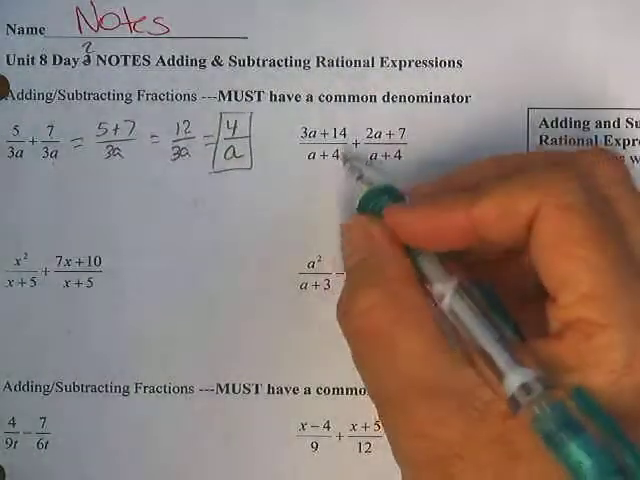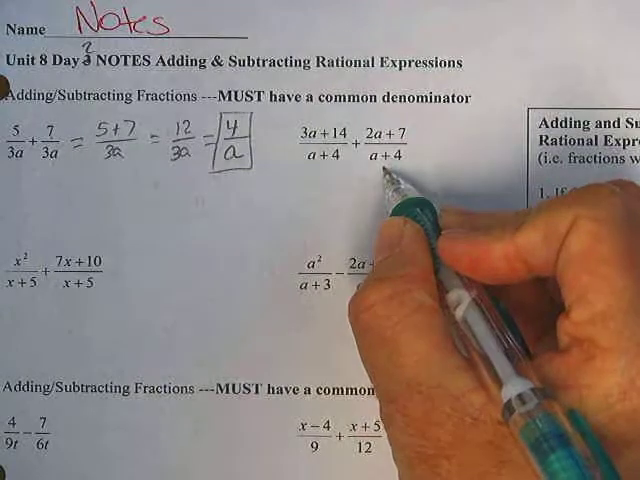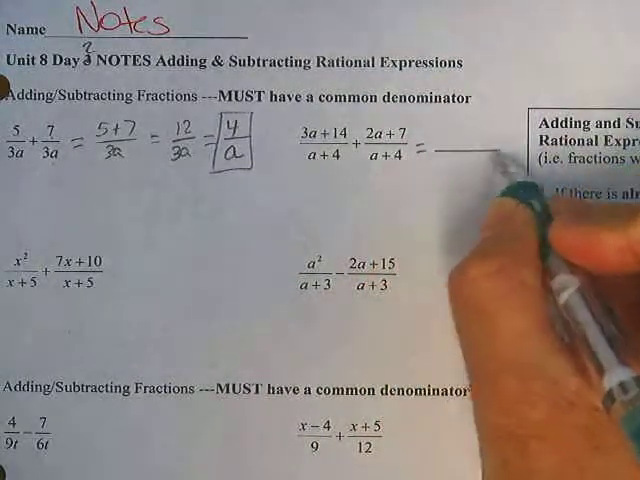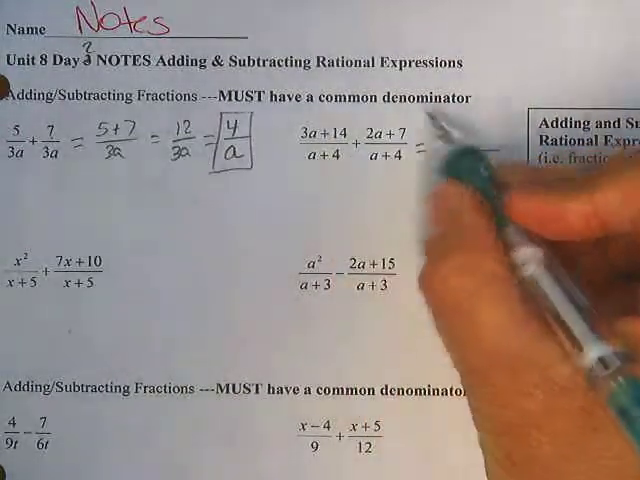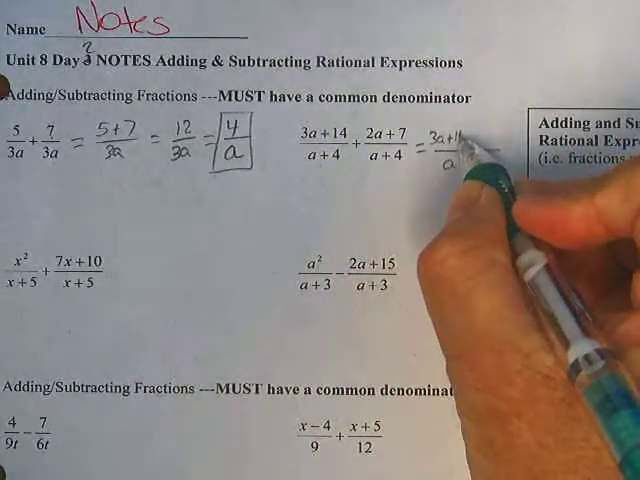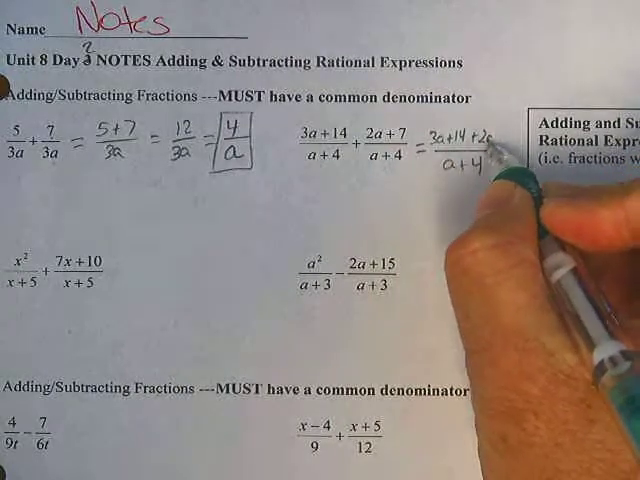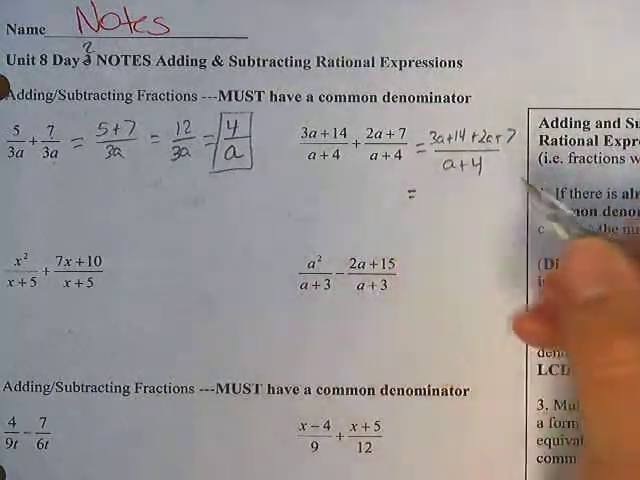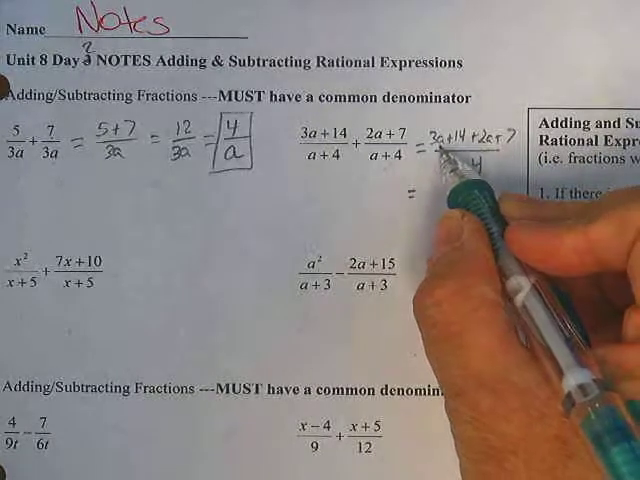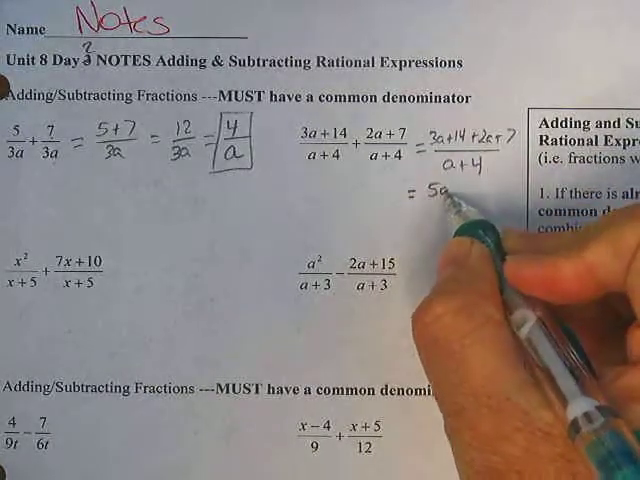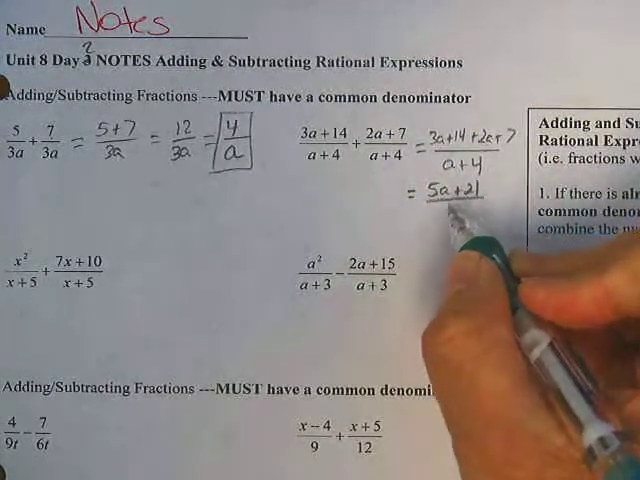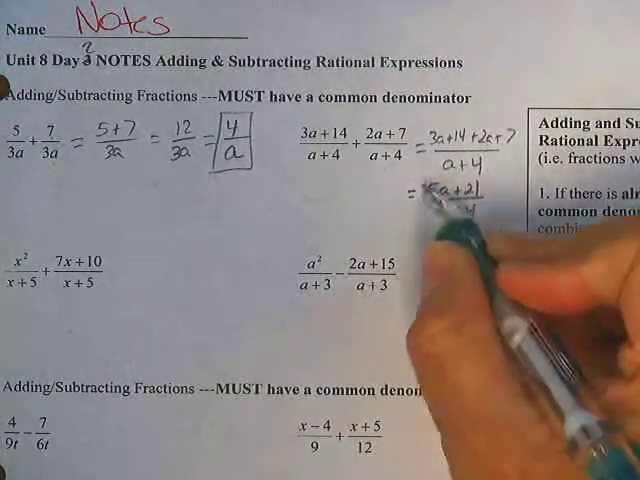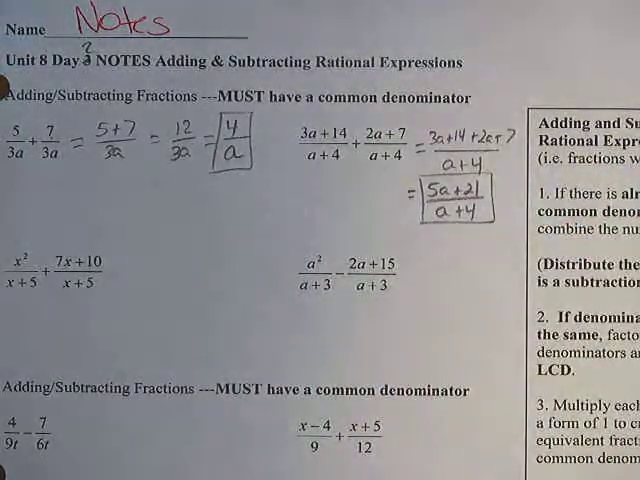Okay, second example, again, we do have a common denominator, a plus 4. So we'll rewrite the problem with a plus 4 as our common denominator. And on top, we're going to have 3a plus 14 plus 2a plus 7. Let's add together our common terms. So 3a plus 2a gives me 5a. 14 plus 7 is 21. And that is all over a plus 4. Can't do anything else with that problem, so that would be our answer.